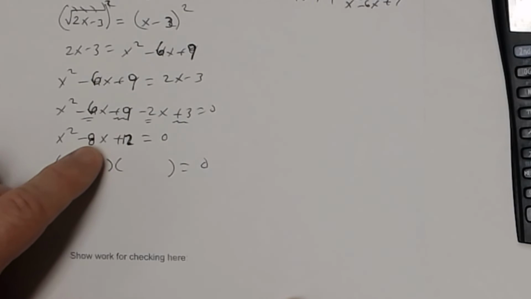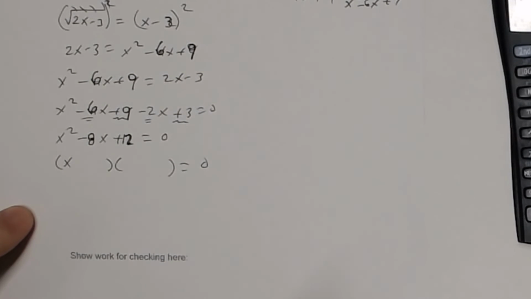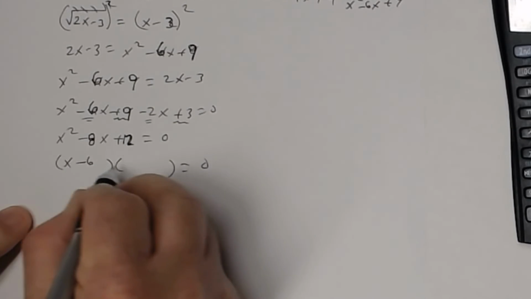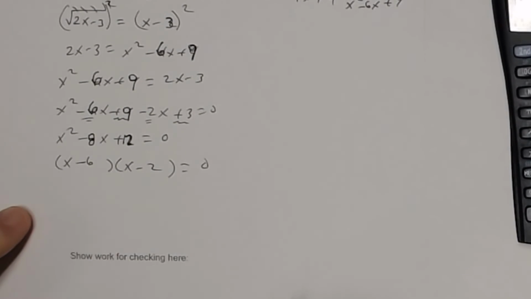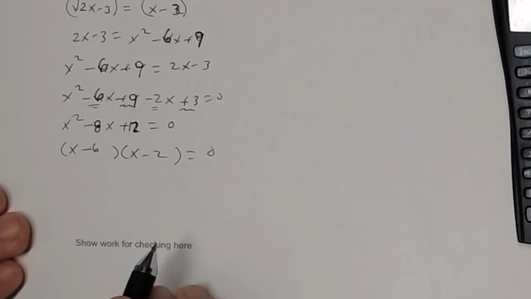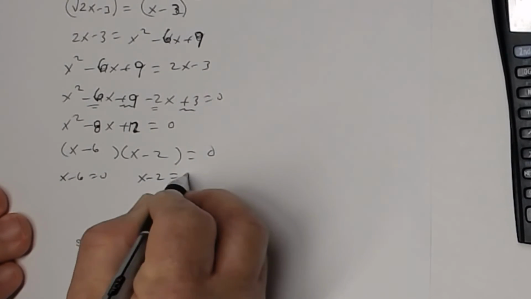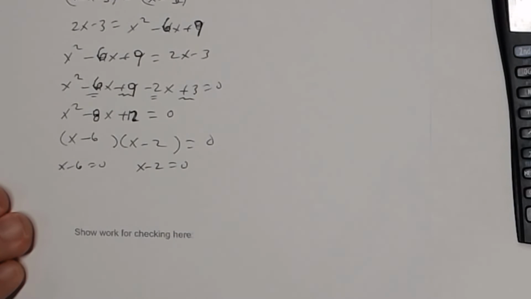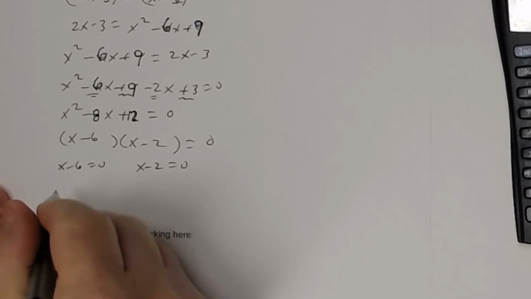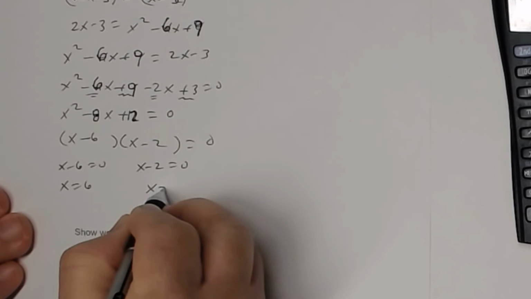So when I factor x squared minus 8x plus 12, I'm going to get x minus 6 times x minus 2. All right, so I'm going to set each factor equal to 0. So I get x minus 6 equals 0, x minus 2 equals 0. And so when I solve for x, I get x to be 6 and x to be 2.